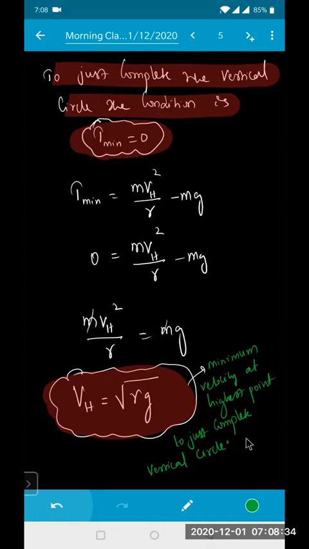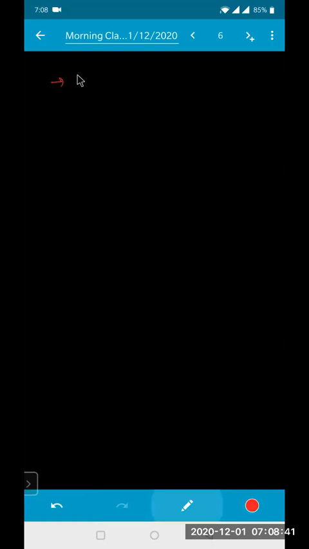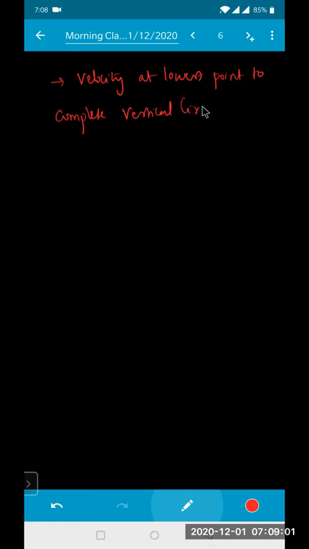Okay. Let us try to calculate velocity at lowest position. Velocity at lowest point to complete vertical circular motion. So what should be the minimum velocity at the lowest position?